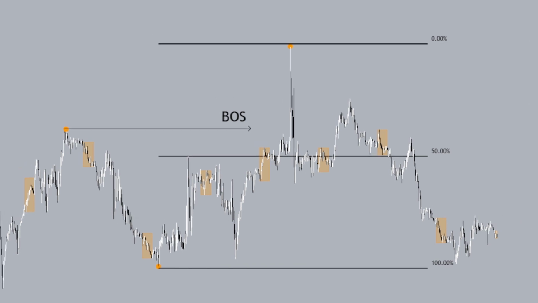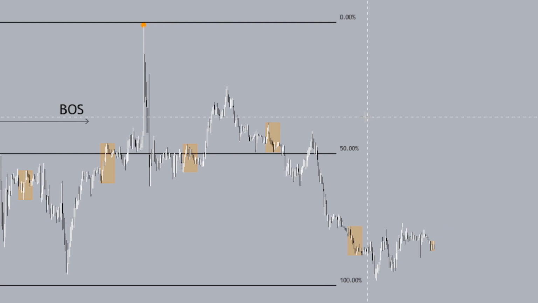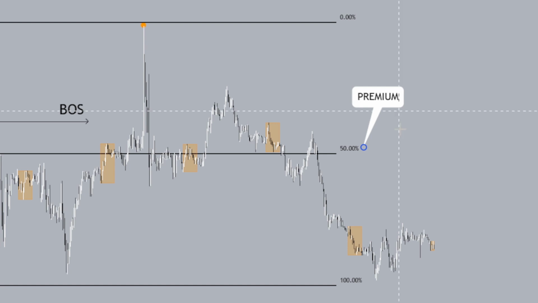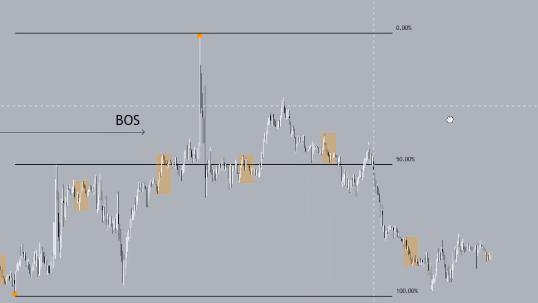Now, once we've identified the dealing range, we understand we have an equilibrium. This equilibrium is the 50% level here, and anything above that is the premium. And that is the bread and butter to this particular case study. We are selling in premium, and from premium, we are targeting the discount because we understand that's how the markets work. Markets move from premium to discount, discount back up to premium. That's sort of the bread and butter as to how the markets work.